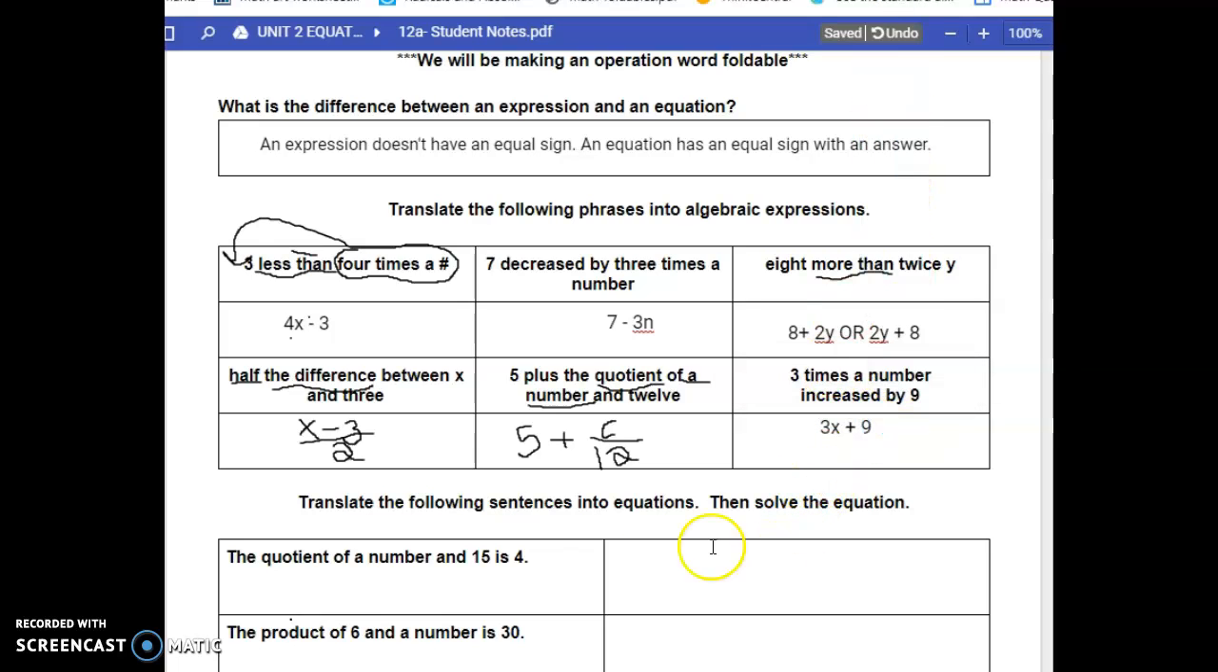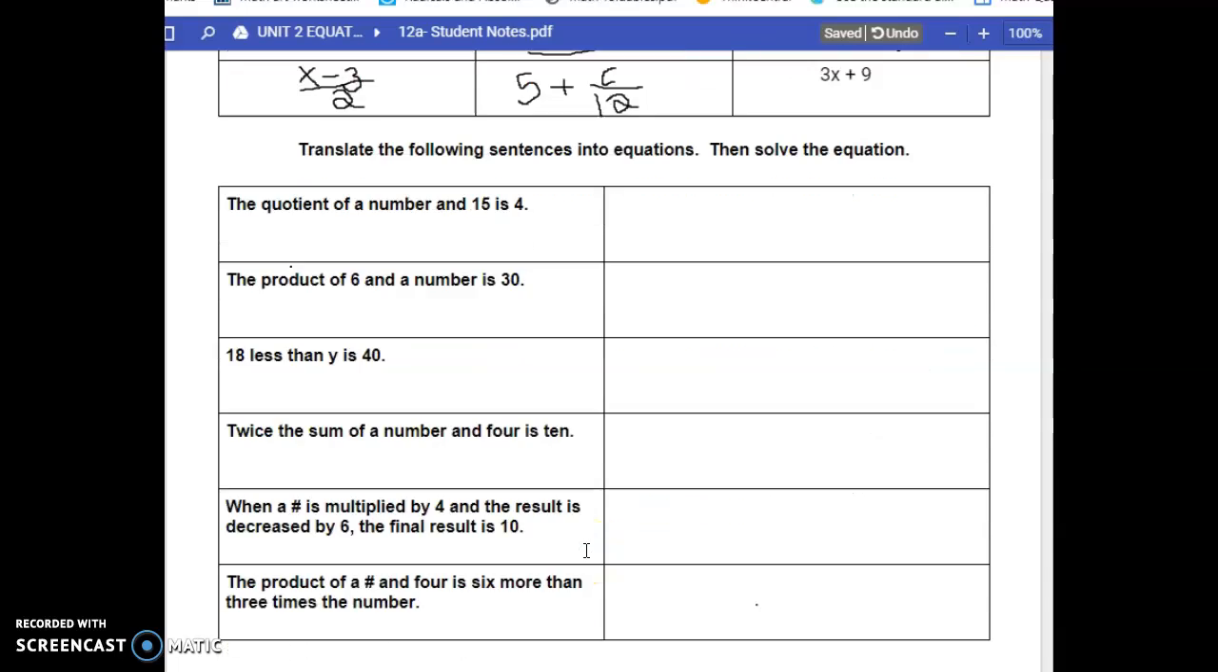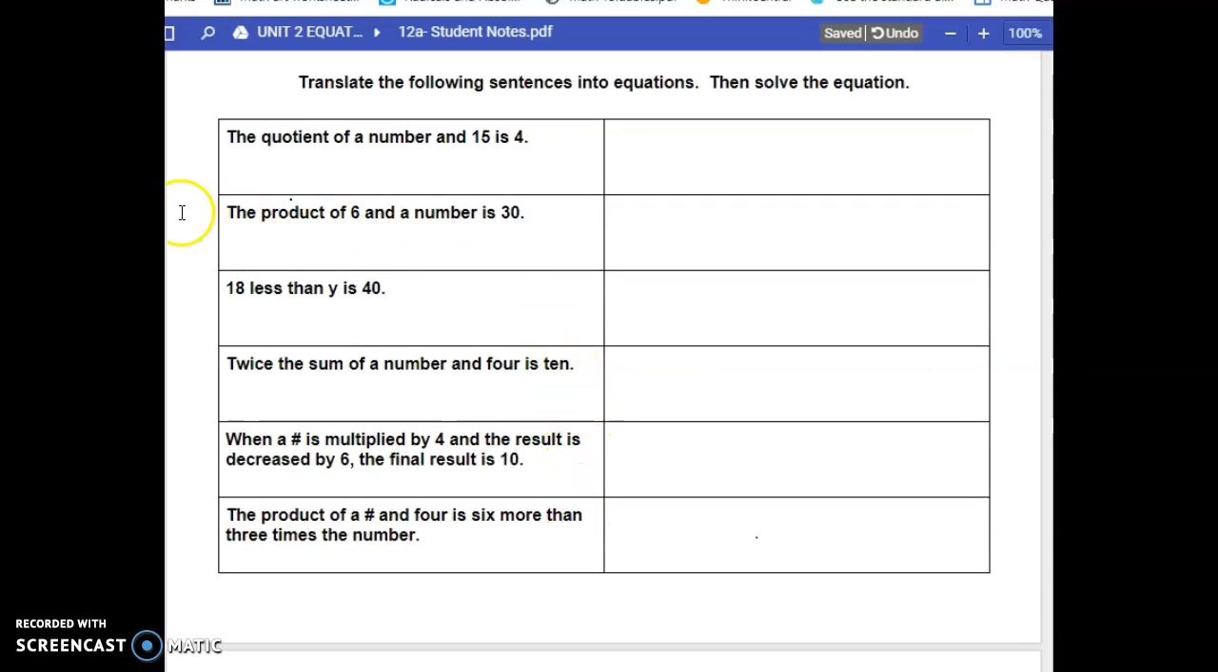That one is done. So for the next ones, we're going to be talking about equations. So we're going to be given it in word form, and we have to write the equation, and in the directions, it's asking for us to solve it. I'm going to leave that up to you. So let's go ahead and write our equations here.